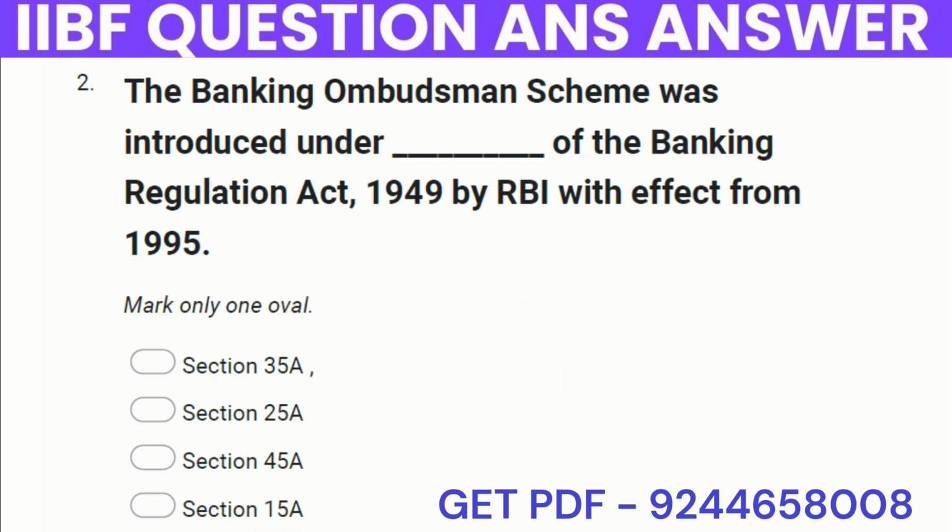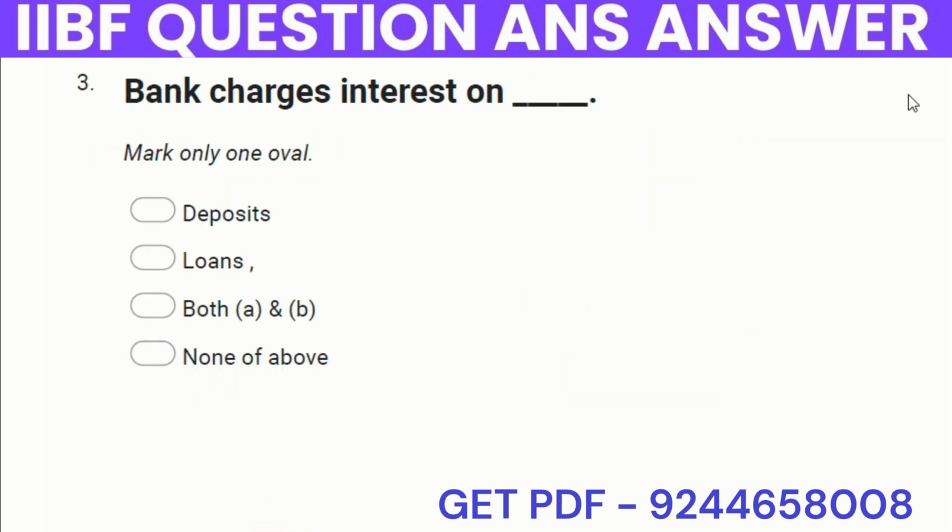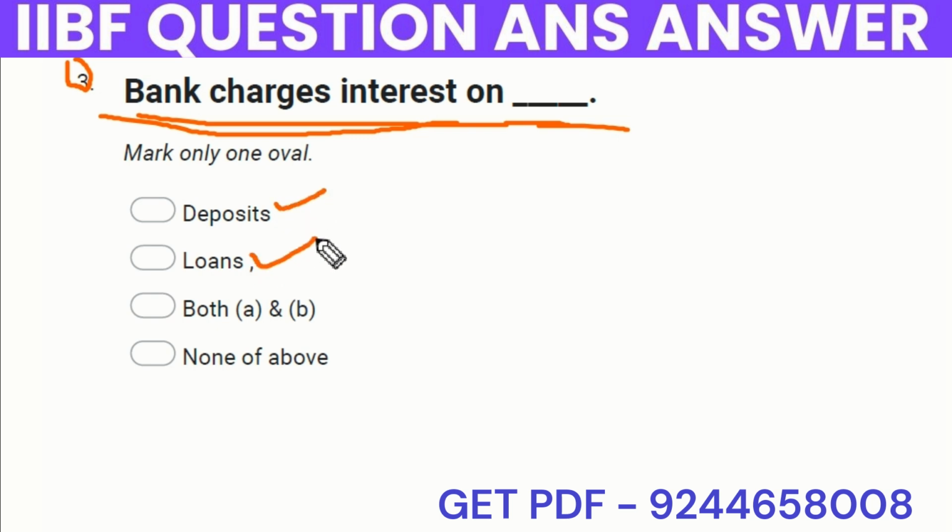Next question. Bank charge interest on dash. Important question. Bank charge interest on dash. First option, deposits; second option, loans; third option, both A and B; fourth option, none of the above. Loans is the right answer. Banks charge interest on loans. Second is the right answer.